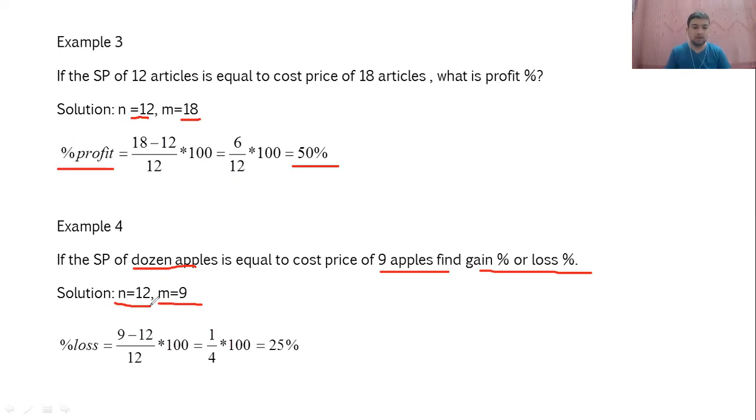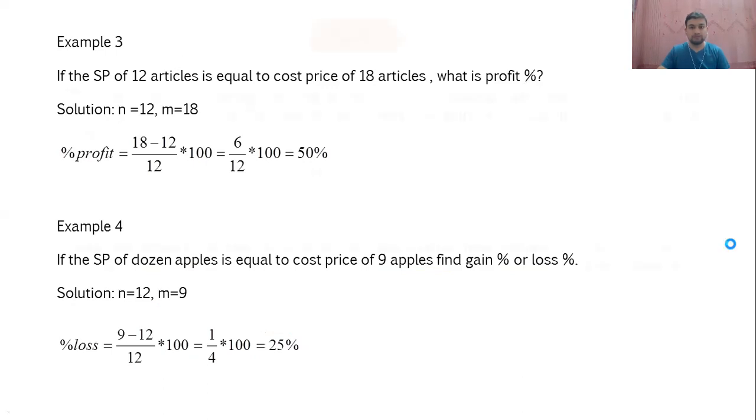So there will be loss. Percentage loss is equal to (M minus N) upon N into 100. So (9 minus 12) upon 12 into 100, 3 by 12, which means 1 by 4 into 100. There will be 25% loss. Is it clear, these two examples? You will find such types of examples in previous year papers. I hope you are clear with this type of problem.